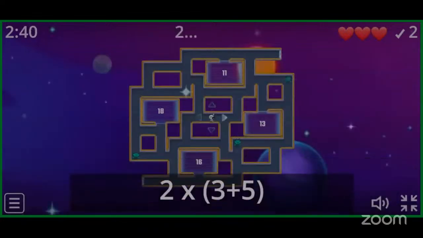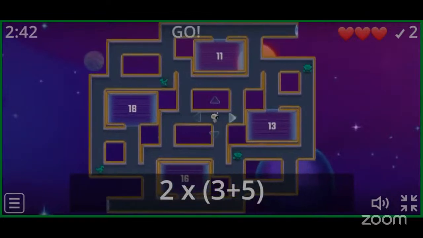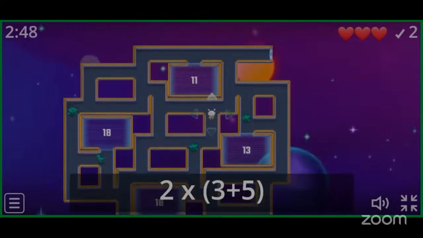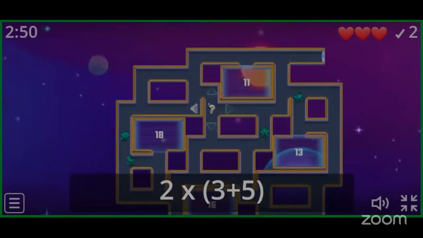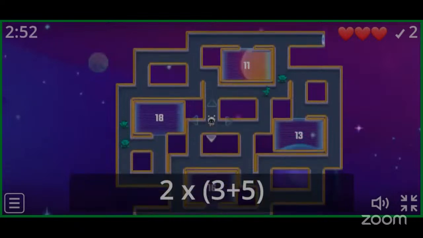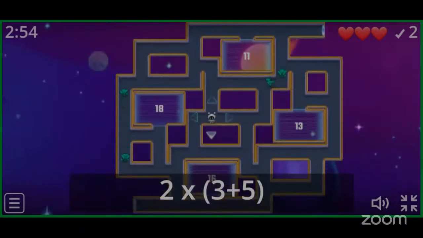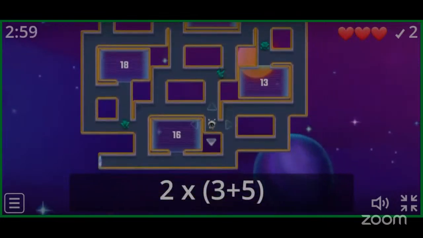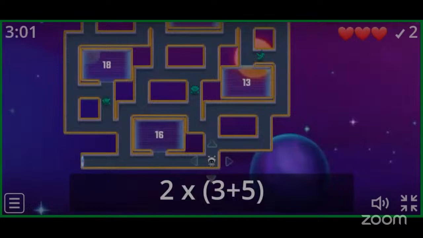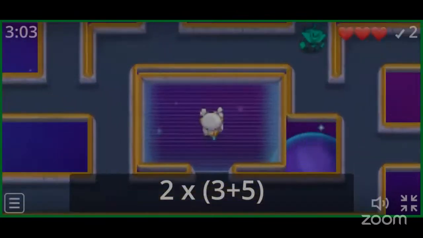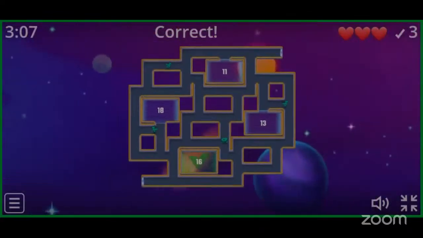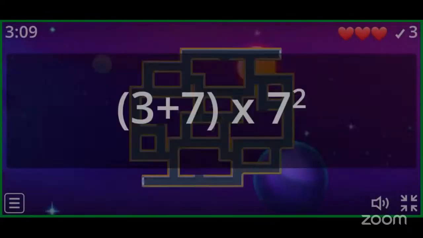Right, I think it's working a lot smoother on here, isn't it? Okay, so this is 2 times, and we've got 3 plus 5. So 3 plus 5 is 8. And then we have to times that by 2. So 8 times 2 is 16. Now, avoiding those robots. We do not want to get clobbered by them.